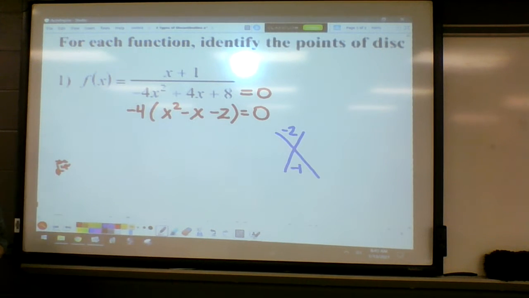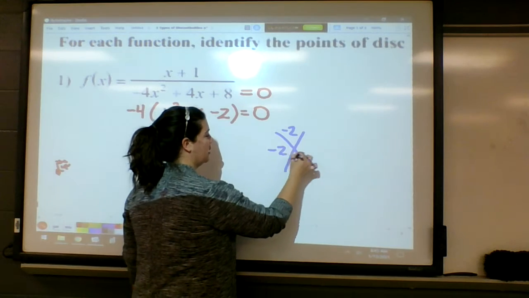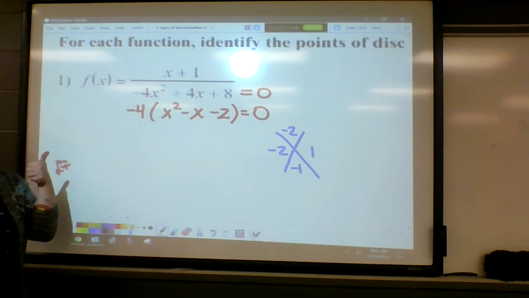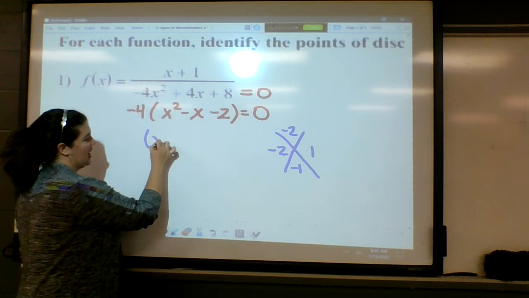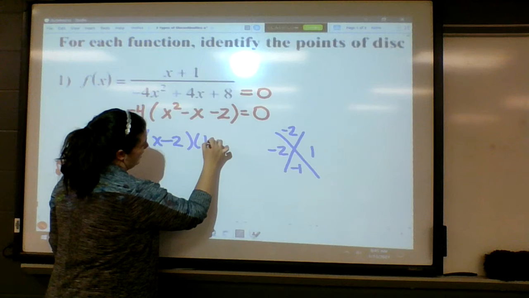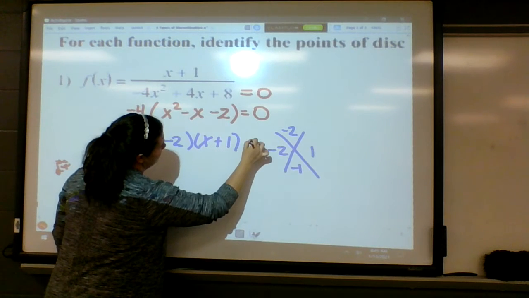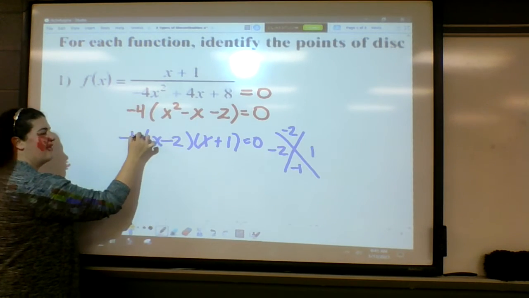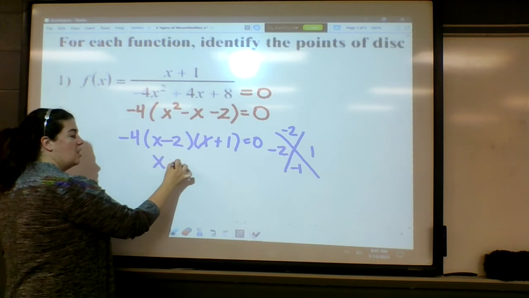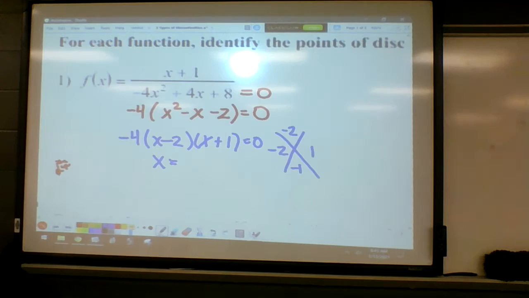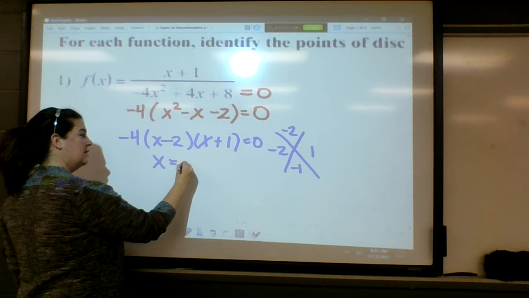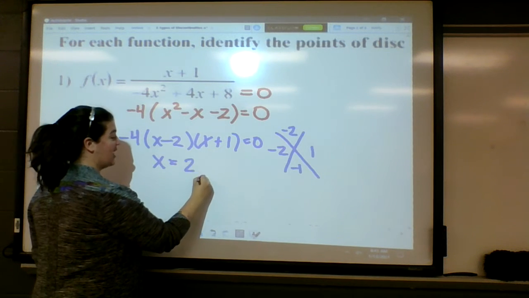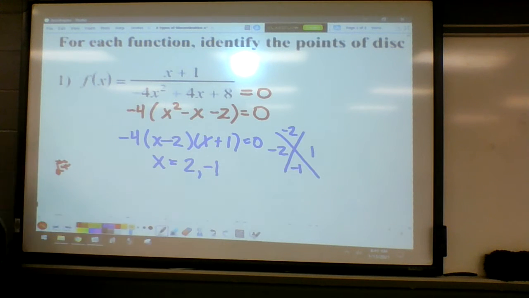Braden. -2 and +1. Do you agree with him? Yes, no, yes, no? Yes, awesome. So this factors as x minus 2, x plus 1, still equal to 0, and you still have that -4 in the front. So what are your solutions? What are your discontinuities? Yeah, 2 and -1. I was like, that's the easy part, right? Once you get it all factored, saying those discontinuities.